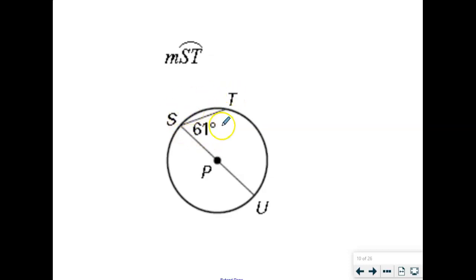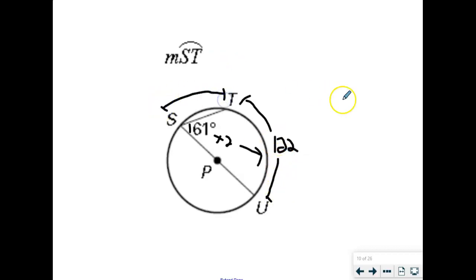So in order to find ST, let's start with this 61. I know this inscribed angle is 61, so if I multiply it by 2, I get my arc, which is 122. But where is 122? It's from T to U. I don't want TU, I want ST. Let's see, what else can we do?